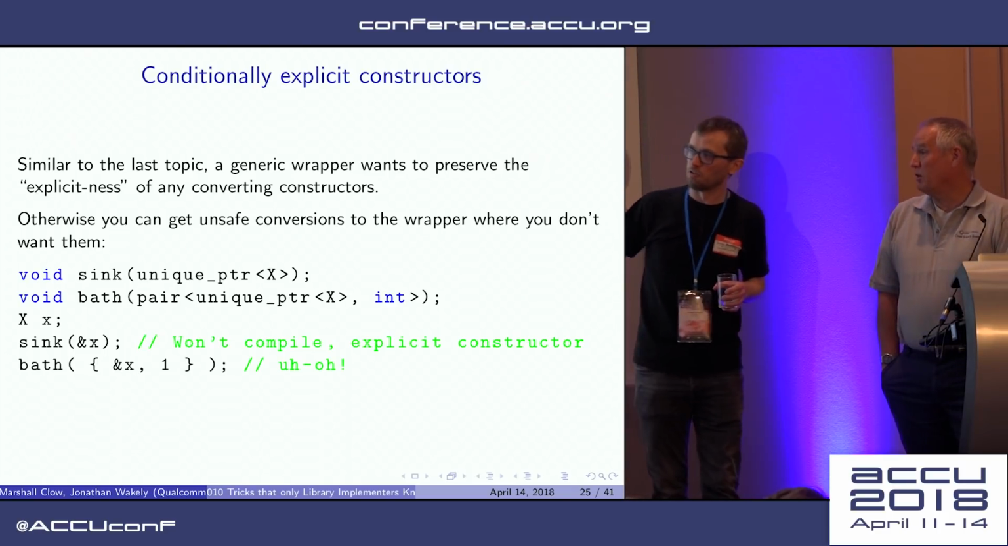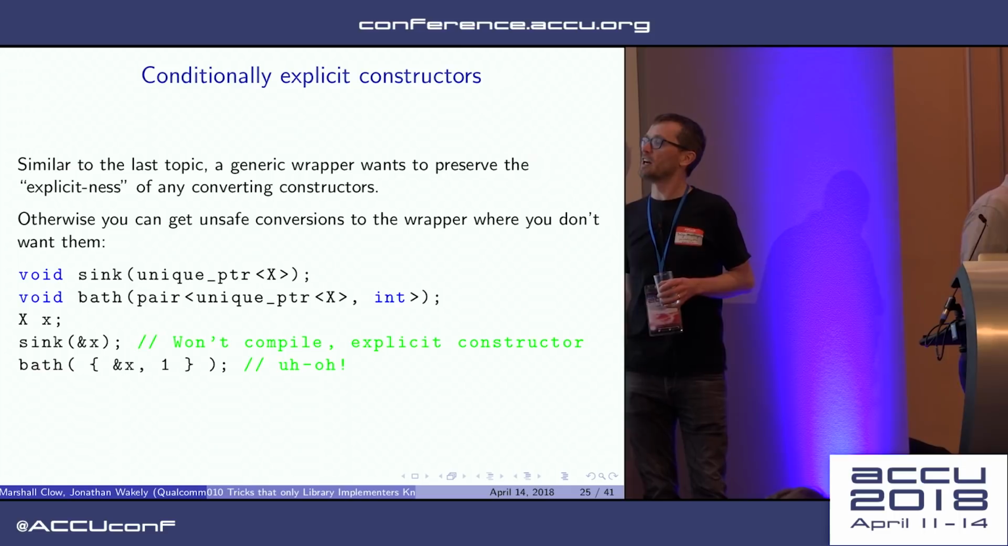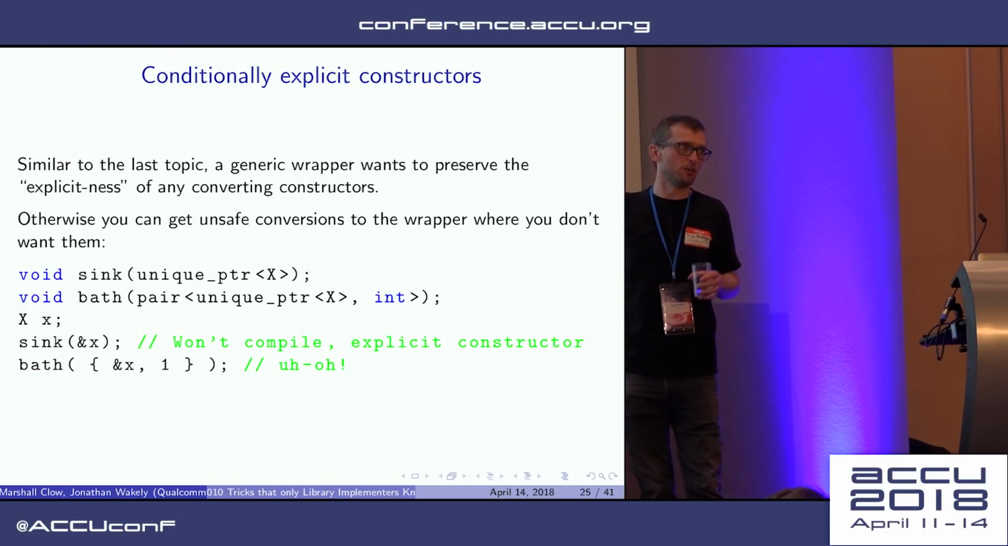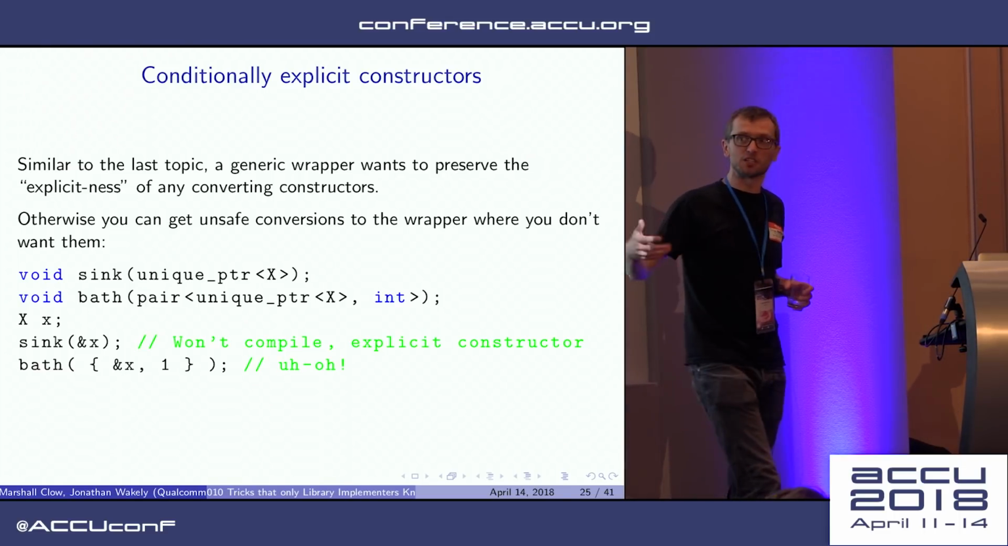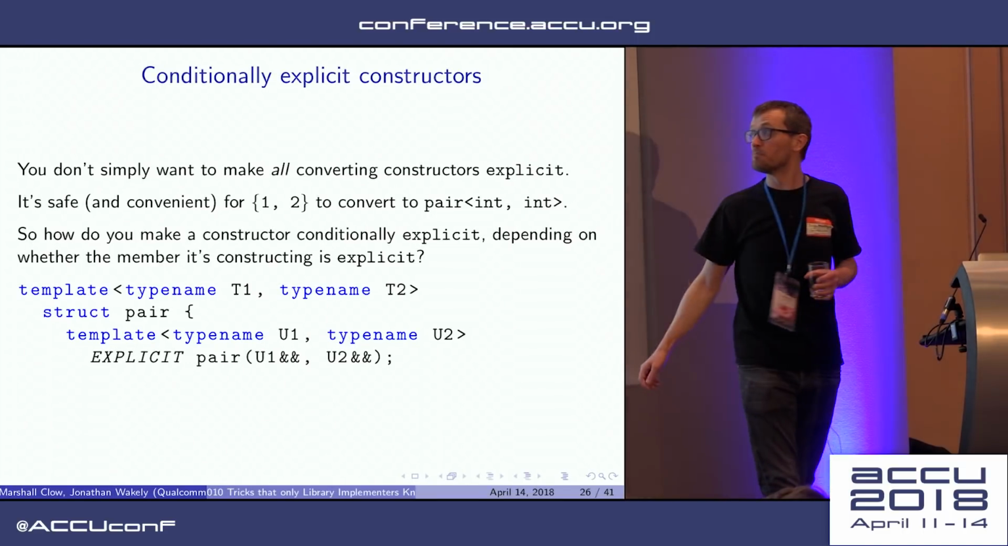Right. Trying to delete something, the address of a thing on the stack, and then trying to delete it, yeah. So you want things like pair, optional, whatever, you want them to reflect the explicitness of the thing they're wrapping as well.